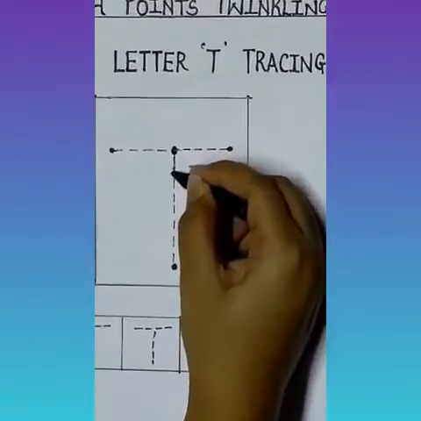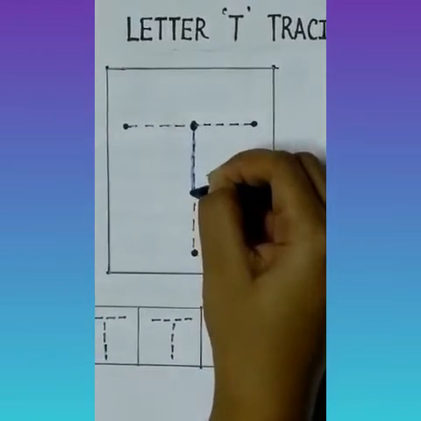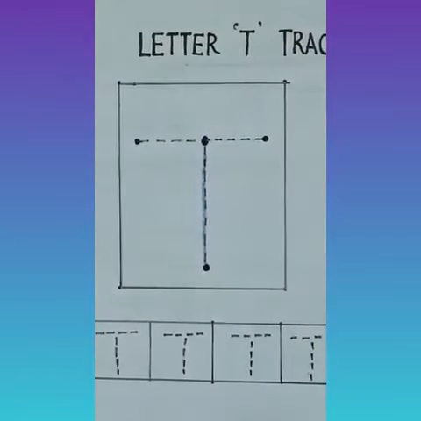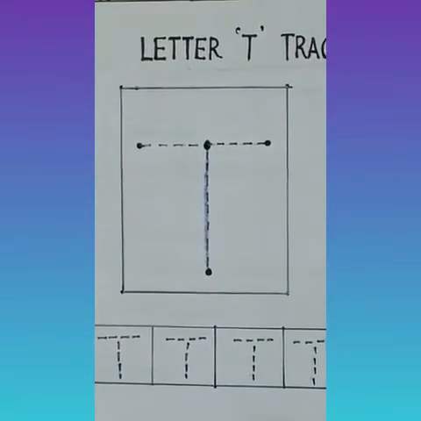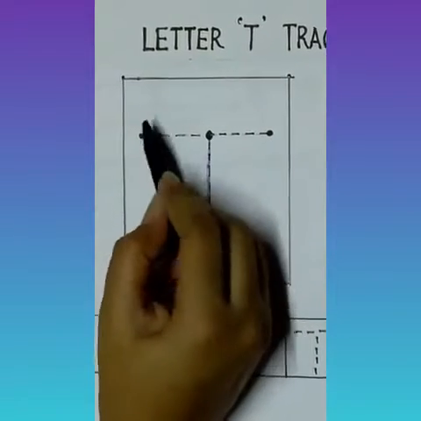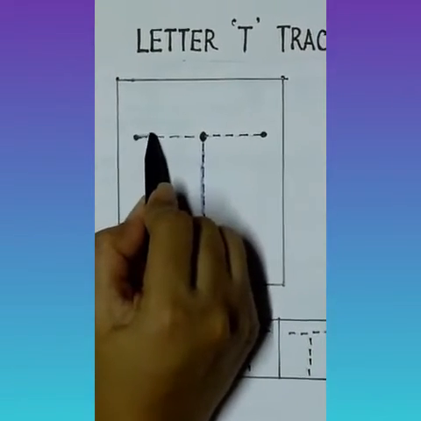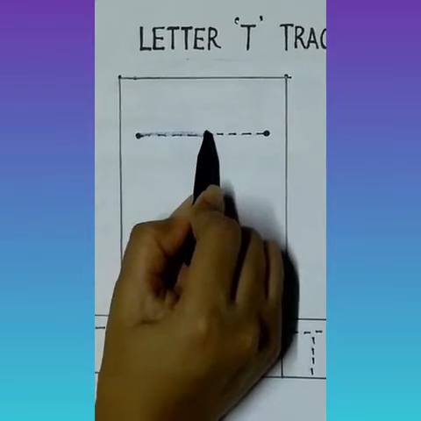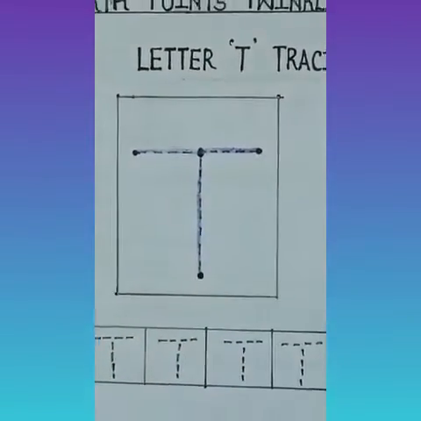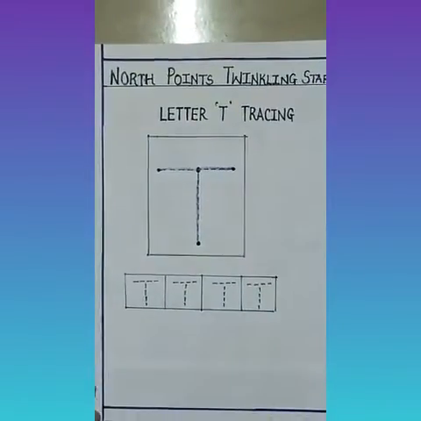Dot, do, dot, do, dot, do, dot. Here we go. Wow, our standing line is ready. Now we'll trace the sleeping line. Sing along. Dot, do, dot, do, dot, do, dot. Here we go. Wow, our letter T is ready.